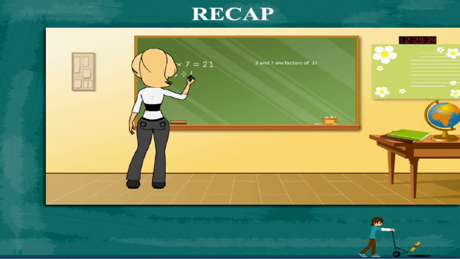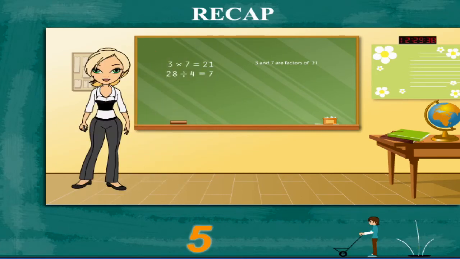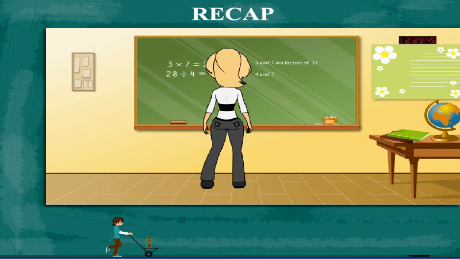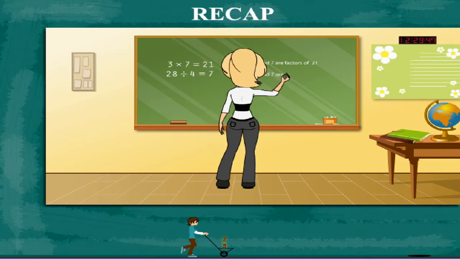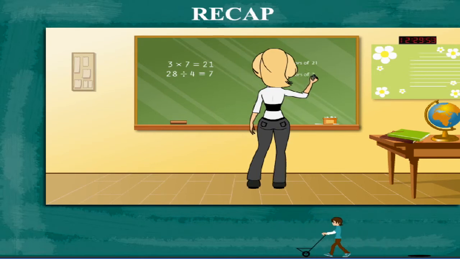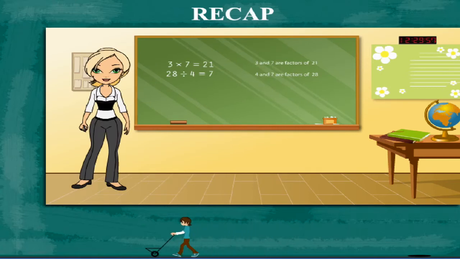She now writes 28 divided by 4 is equal to 7. In this case, 4 and 7 are factors of 28 because the product of the divisor and quotient is equal to the dividend.